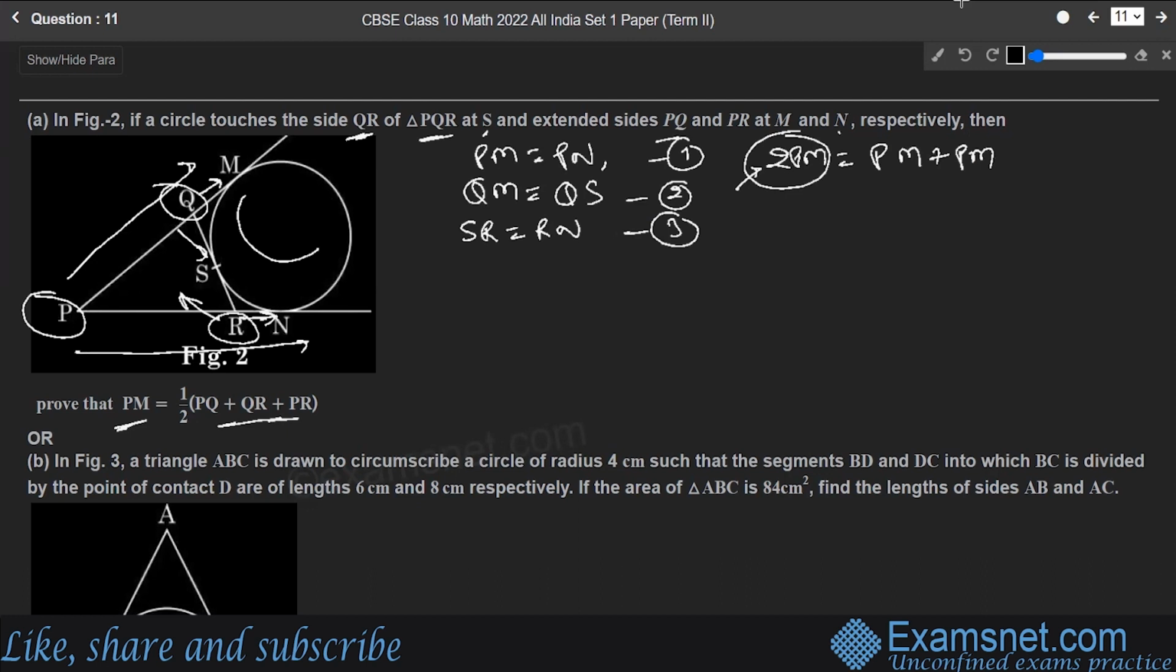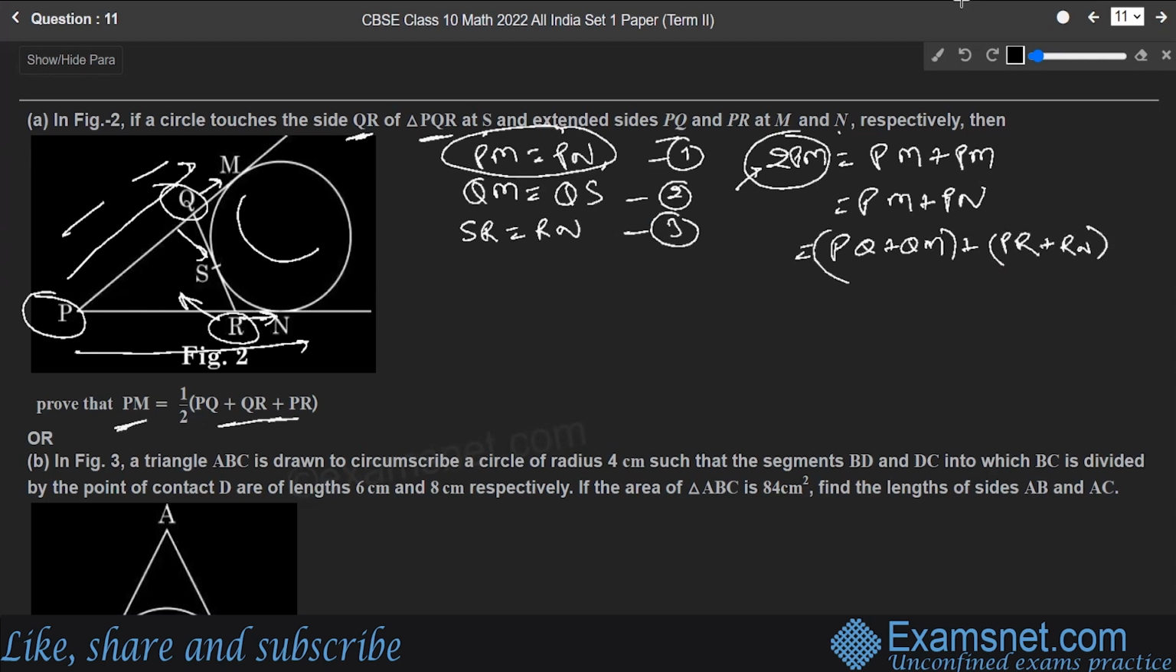But from equation number 1, PM is equal to PN, so we can write this as PM plus PN. This has been done using equation number 1. Now, how can we break PM? The PM can be broken as PQ plus QM. So let me write in place of PM, PQ plus QM. This is the breakage of PM. How can we write PN? PN can be written as PR plus RN. This is the breakage of PN.